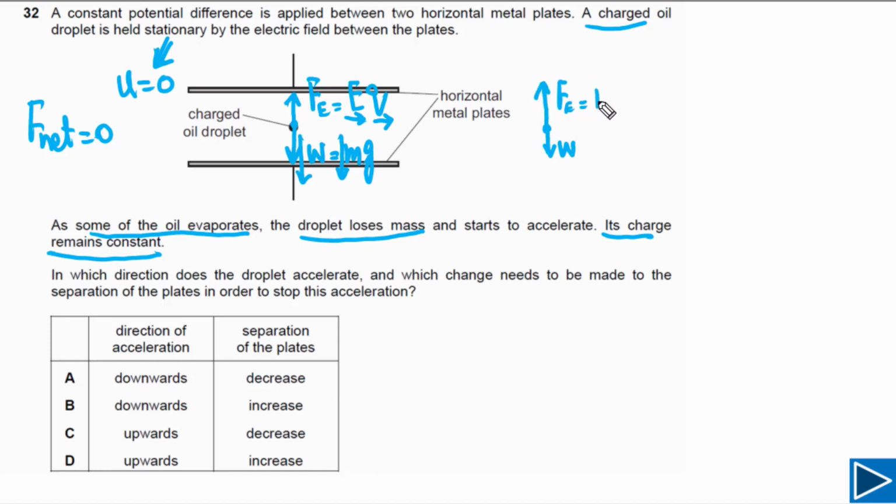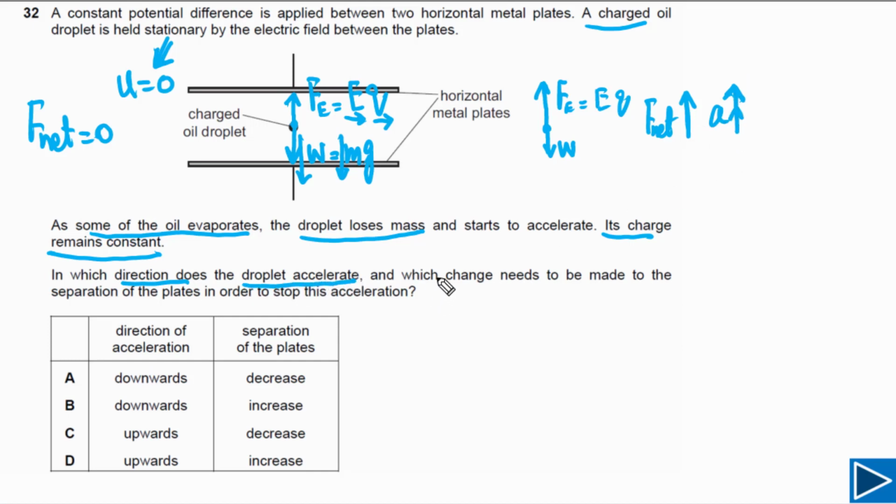As the electrical force is greater than the weight, it simply means the particle will accelerate upward because the resultant force is upward. So in this case, the resultant force is upward, so acceleration is also upward because acceleration and resultant force are always in the same direction. So the first question was, in which direction does the droplet accelerate? The droplet will accelerate upwards.